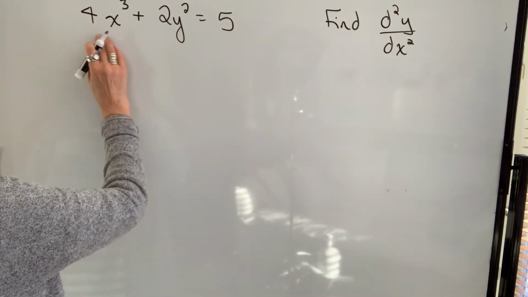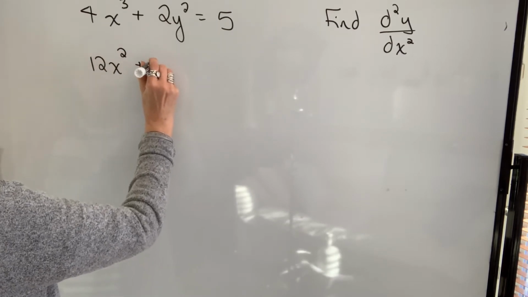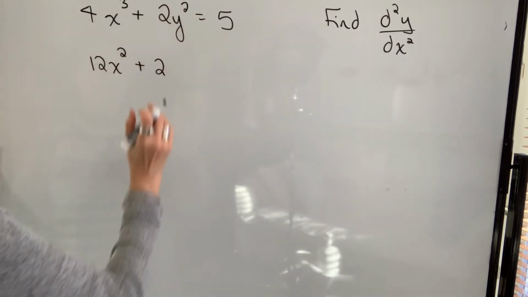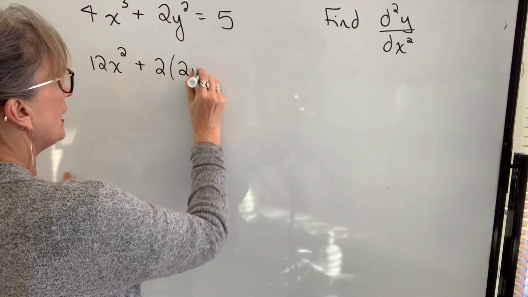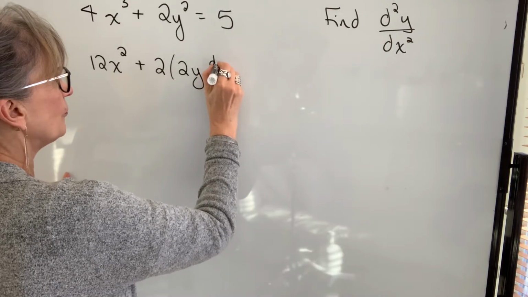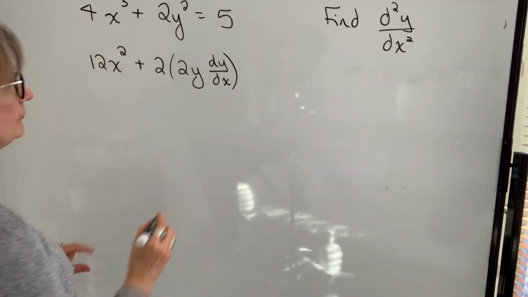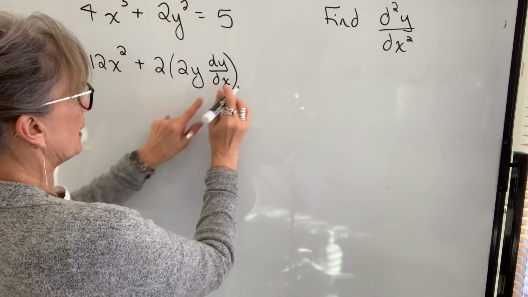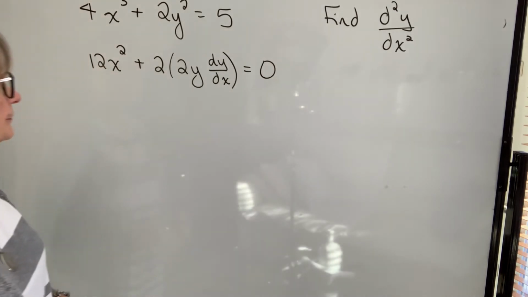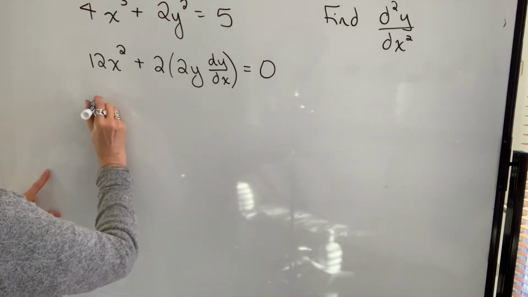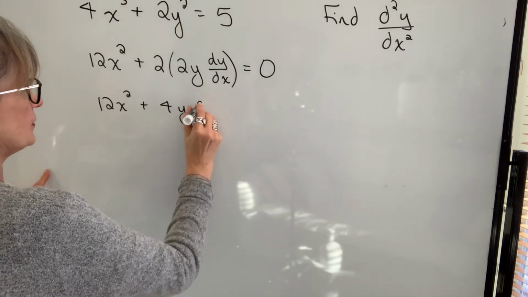So the derivative of our first term will be 12x squared plus 2 times the derivative of y squared is not simply 2y. It would be 2y times the derivative of y. We don't want to forget that factor. Equals the derivative of a constant is 0. Let's just clean it up.